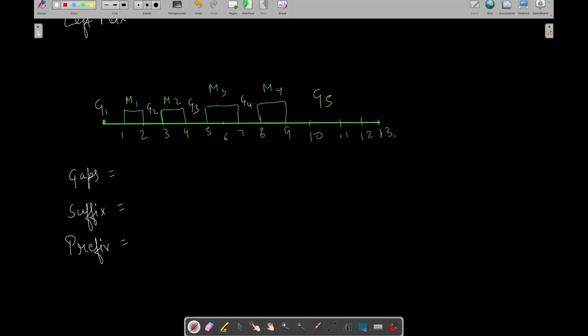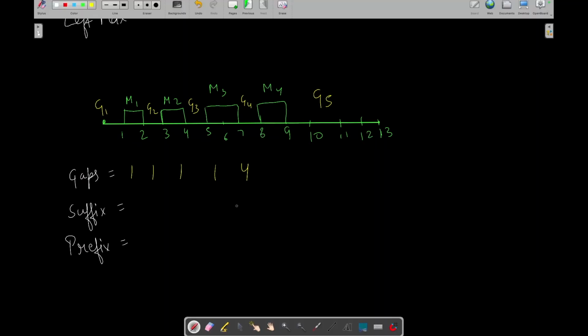Let's say this is one example in which I have marked the duration of meetings as well. So the gaps here are: gap 1 is 1, gap 2 is also 1, gap 3 is also 1, gap 4 is also 1, and gap 5 is 4. Cool. Now how will we get the suffix?